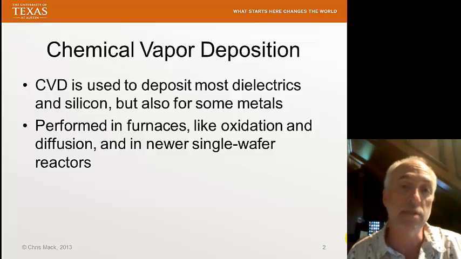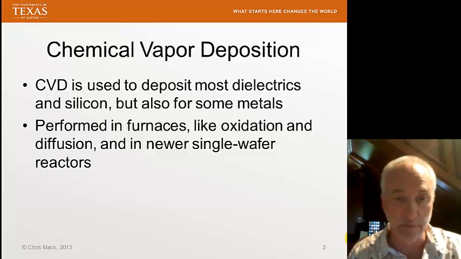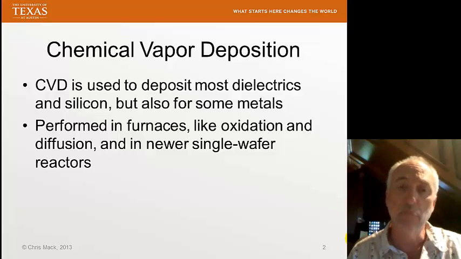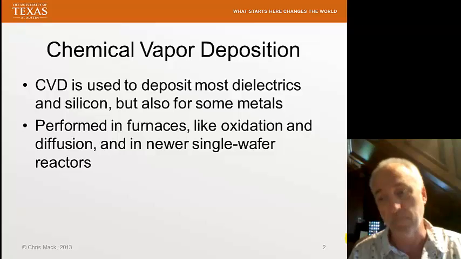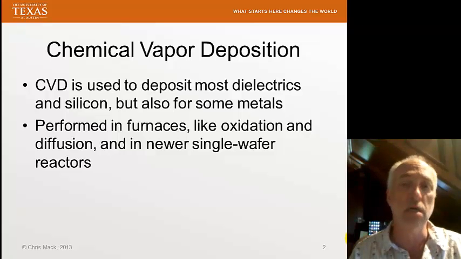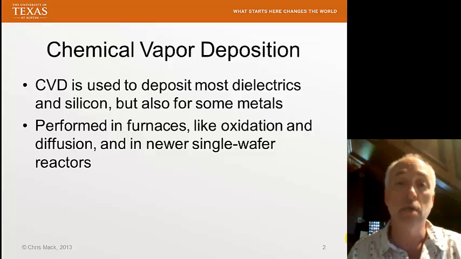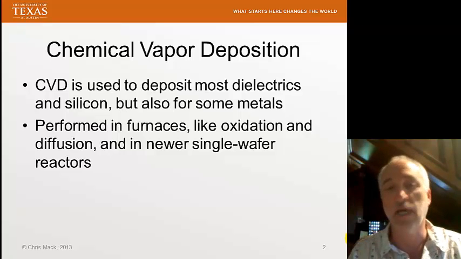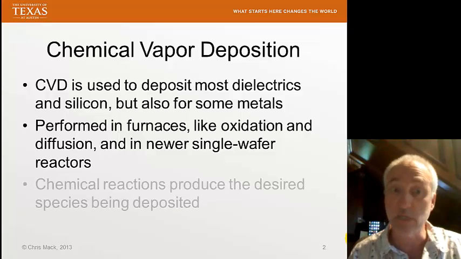The trend in the semiconductor industry over the last couple of decades has been moving from batch processing to single wafer processing. It enables more flexibility and control in the manufacturing process. But nonetheless, there's still a lot of batch processing done for these long process steps like oxidation, diffusion, and sometimes CVD.